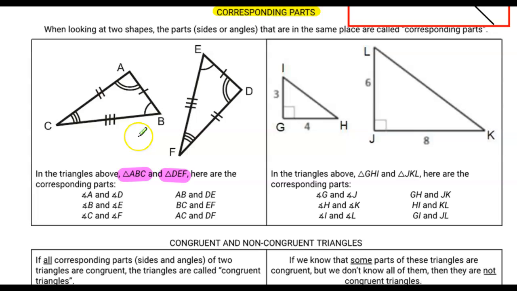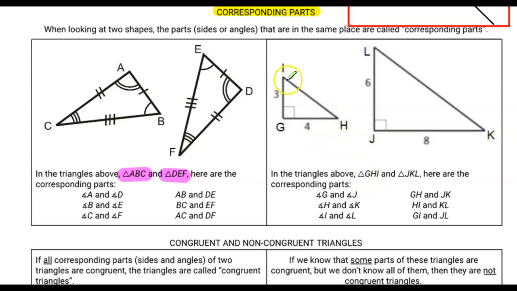Now, in this particular case, you should notice that the corresponding parts were congruent. For example, angle A and angle D both have those two arcs on them. That means that they are congruent to each other. But like I said before, corresponding parts don't have to be congruent. Here's an example.